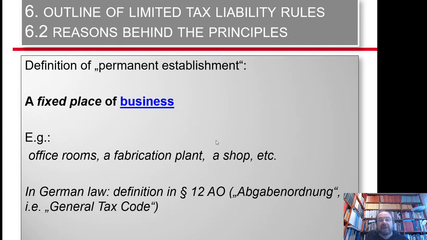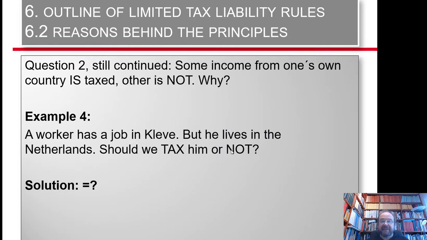Good. Permanent establishment, just to bring that back into your mind again, because it's a very important term, is a fixed place of business. So office rooms, a fabrication plant, a shop or so. And naturally, you need in the law a clear definition of what already constitutes a permanent establishment, and that is in Germany in section 12 of the Abgabenordnung, 12 AO. There you find the German definition of what is regarded as a permanent establishment.